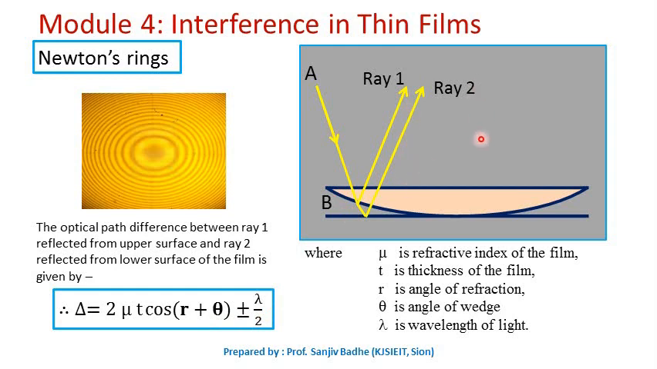When the light rays are incident normally on this thin film formed between the convex surface and the plane glass surface, the interference pattern is obtained in the form of rings, and these rings are called Newton's rings. We can find out the diameter of these Newton's rings, and based on this relation we can have different applications. So let us try to find the diameter of these Newton's rings.